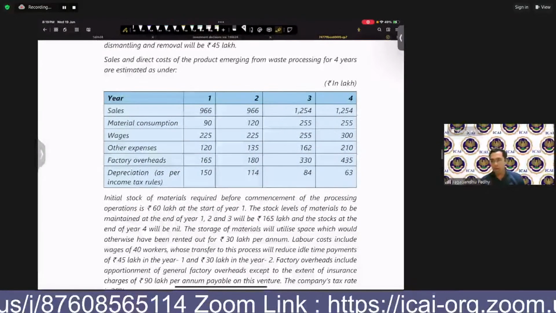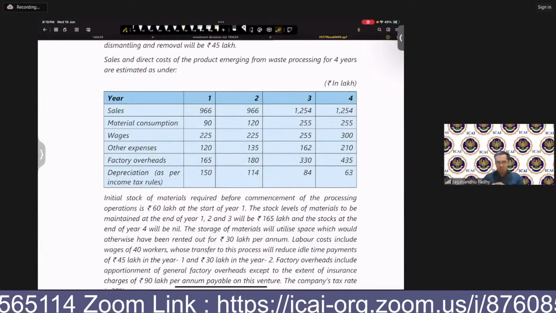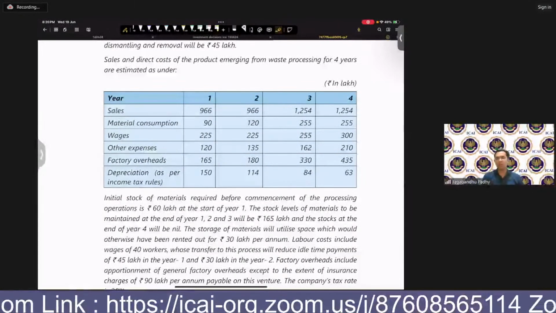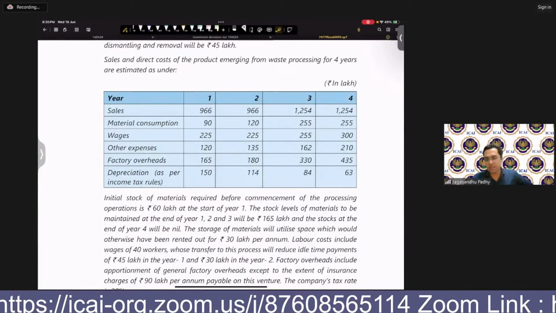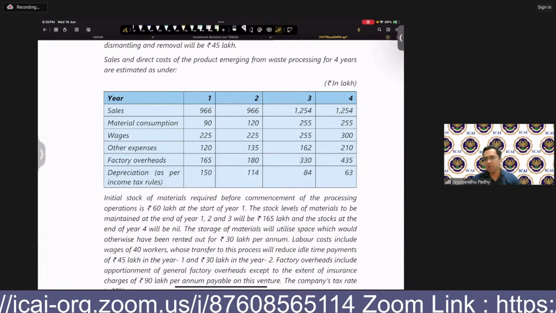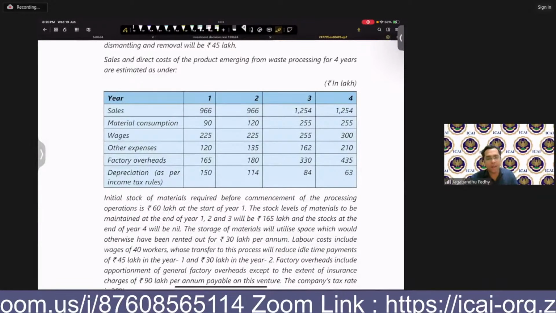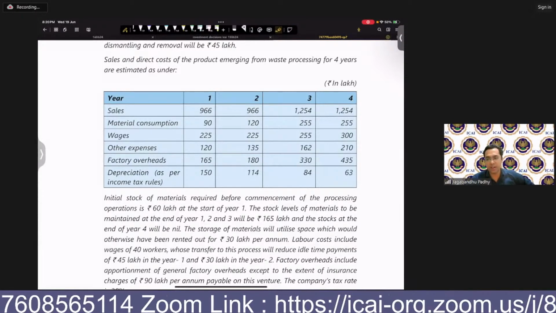How can we know the required rate of return in real life? In real life, the required rate of return is basically your cost of capital: the rate at which you have raised your funds, the rate of interest, the cost of equity. We have learned that in the cost of capital chapter. So whatever is that weighted average cost of capital, that itself is your required rate of return in real life.